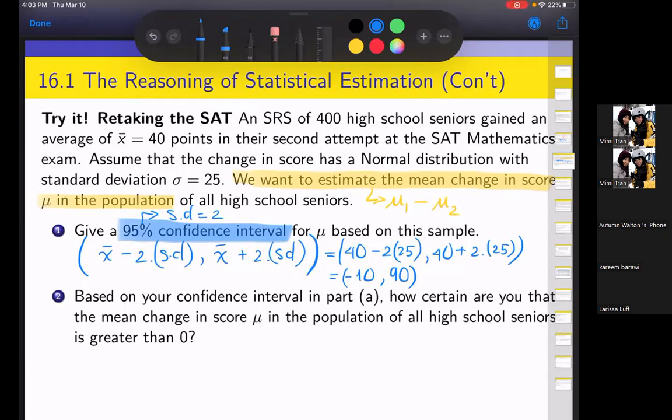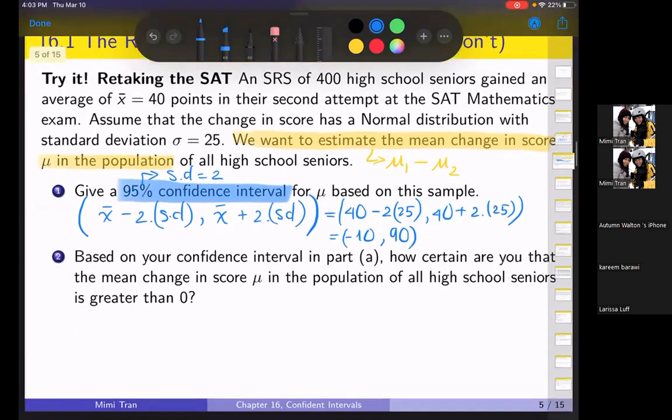Okay, well, you can say that from negative 10 to 0, that's negative, right? From 0 to 90, that's positive. But are you certain that the mean change in score is greater than 0? No, right? Because what do we say? We say that we capture mu, but we didn't say where. I know that it's between these two values, but I cannot pin down where. It could be towards negative 10, it could be negative 8, negative 4, or it could be towards the positive. Hopefully towards the positive, but I don't know where. If I just eyeball the confidence interval, we say no.